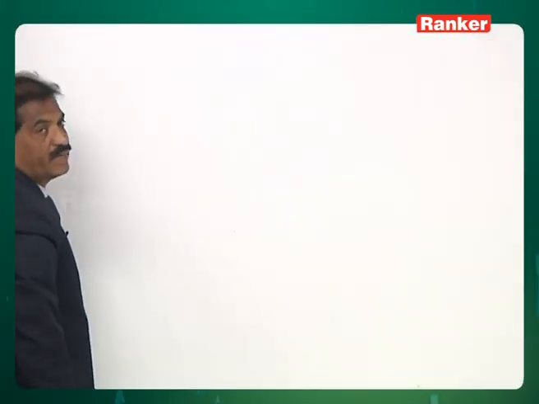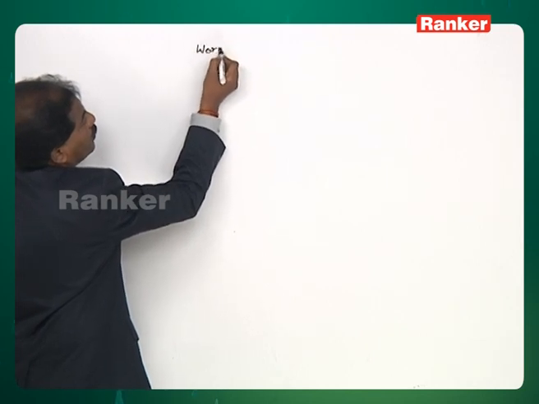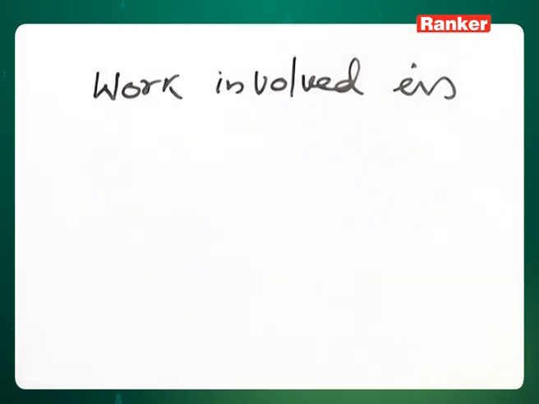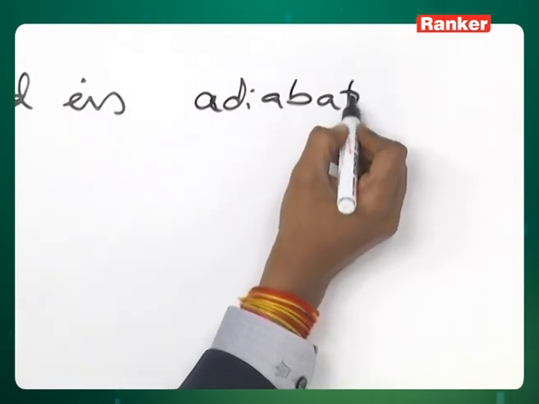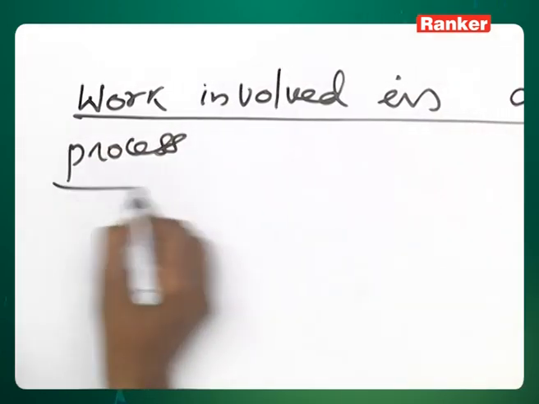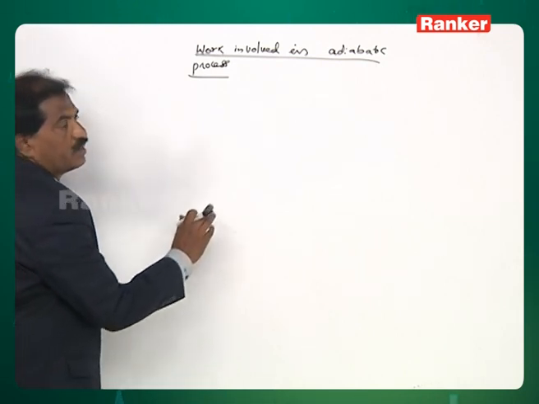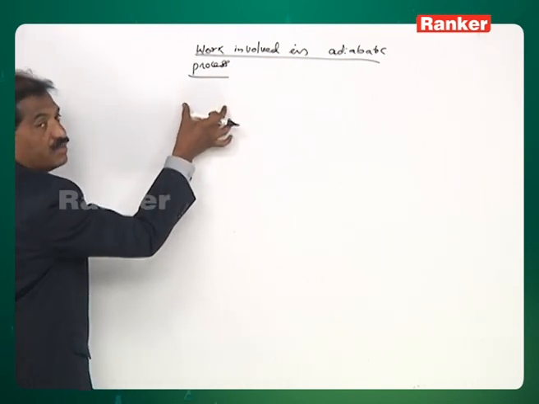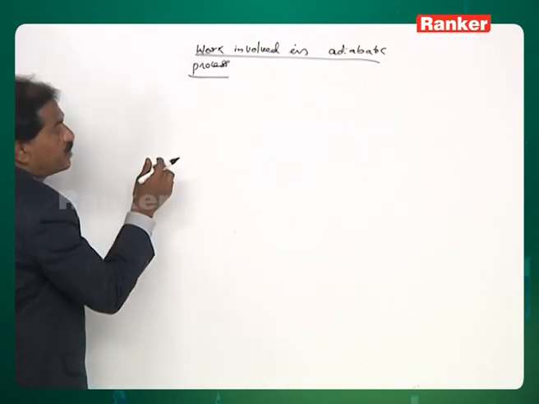Next, adiabatic process. Work involved in adiabatic process. In order to derive the expression for work involved in the adiabatic process, we have to use certain terms like Cp and Cv. Therefore, let us discuss the meaning of Cp and Cv and other related terms that we are going to use in this concept.